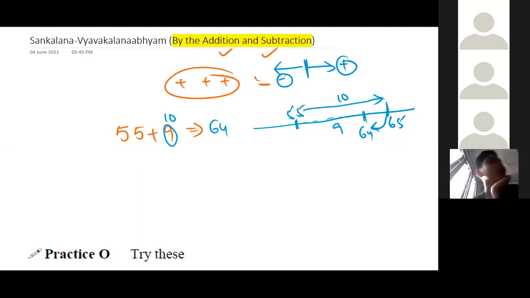Somebody is giving something in the chat box. Don't write anything in the chat box. Let me explain. Please concentrate on the explanation.